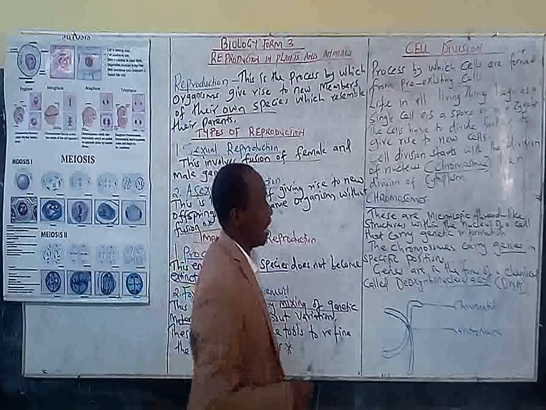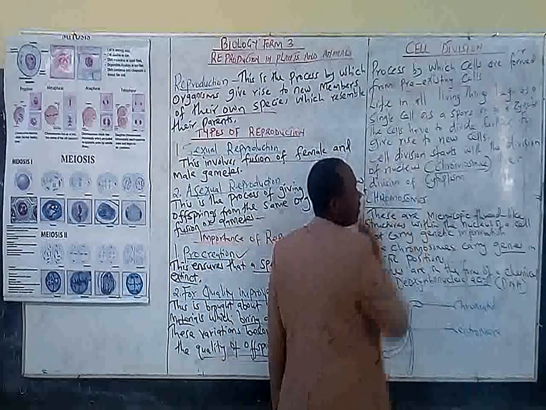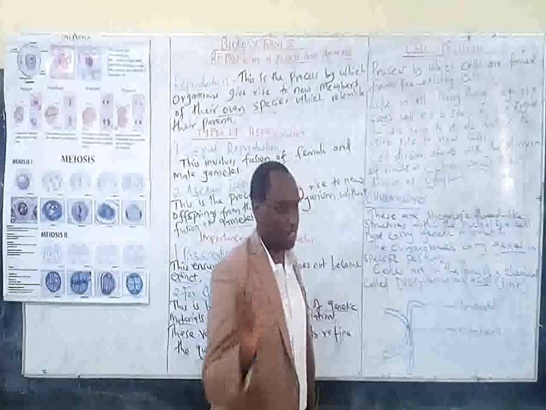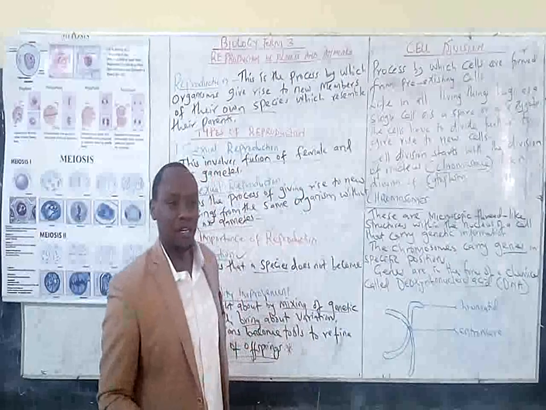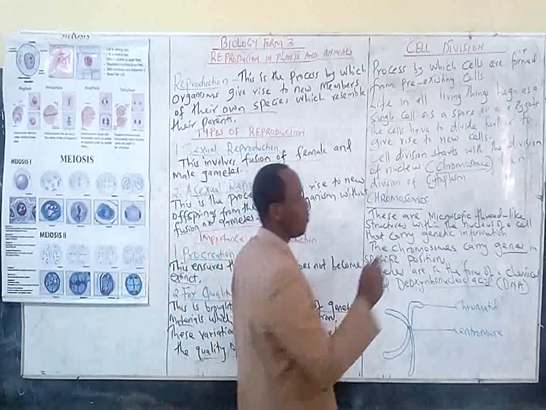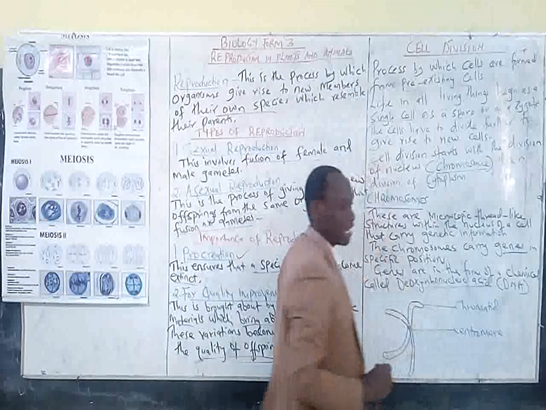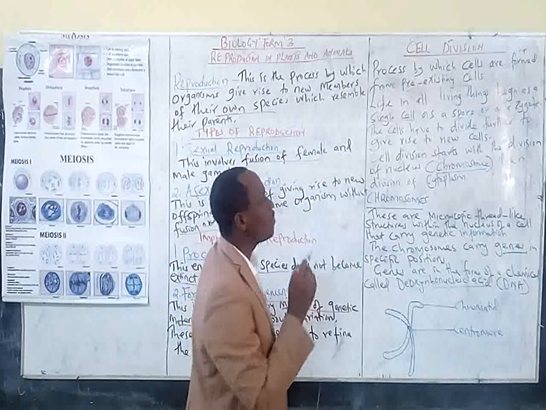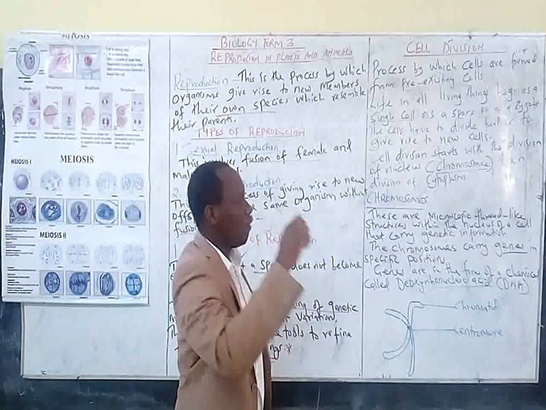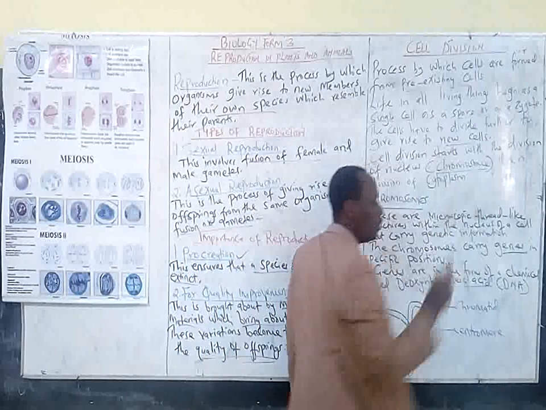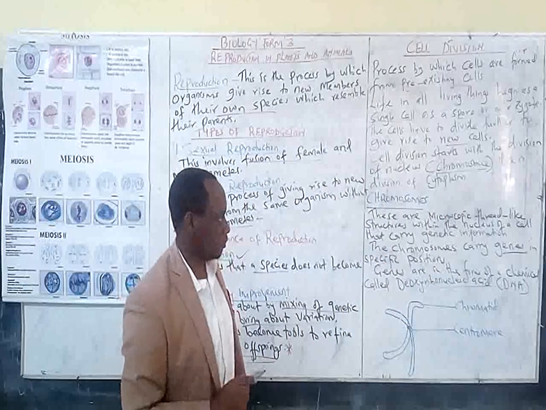Now, you need to understand that life in all living things begins as a single cell. All living things, be it plants, be it animals, be it every species, it can be a spore or a zygote. Now, these cells have to divide, and this type of division is what gives rise to new cells, which now make up an individual.